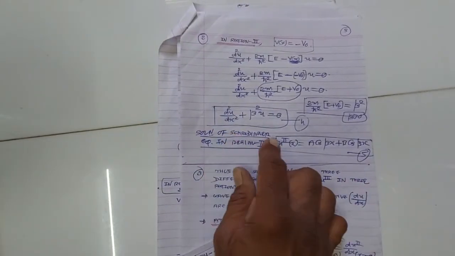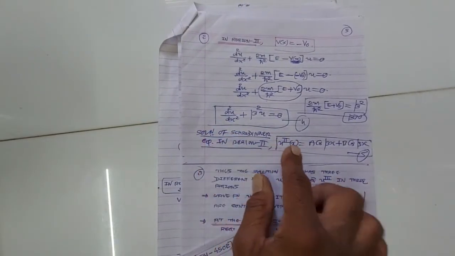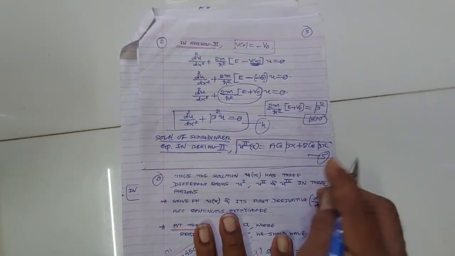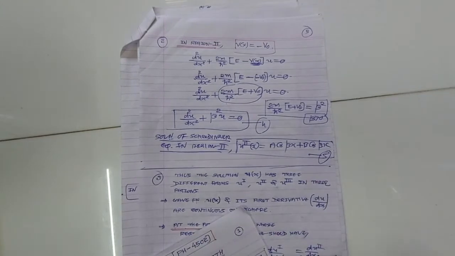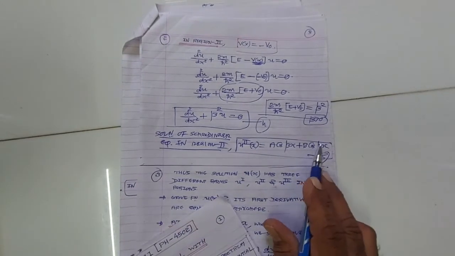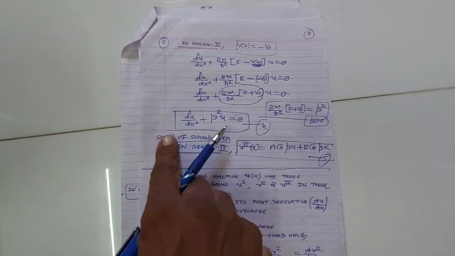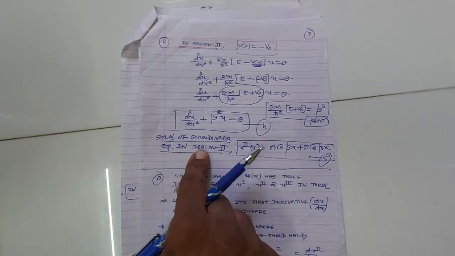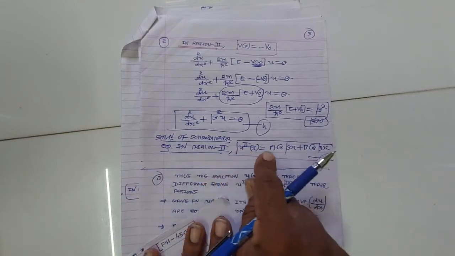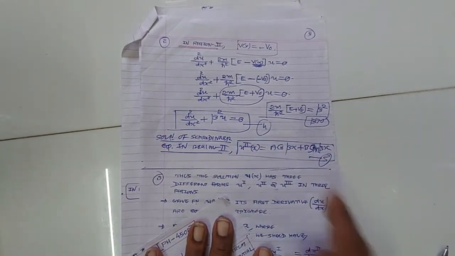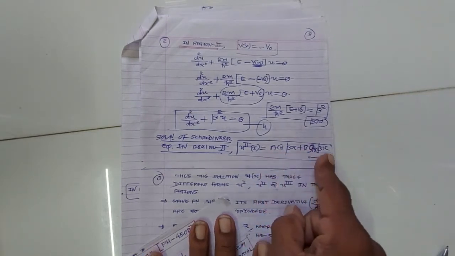Okay, and the solution of the Schrodinger equation in region 2 is given by u2(x) = A cos βx + B sin βx. Please make one correction in the last lecture. Instead of sin βx I have written cos βx. This is my mistake, so please make the correction. The solution in region 2 is u2(x) = A cos βx + B sin βx. The first term contains cos βx, the second term contains sin βx.